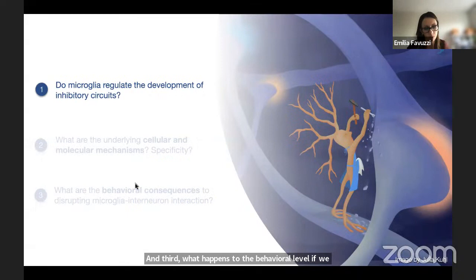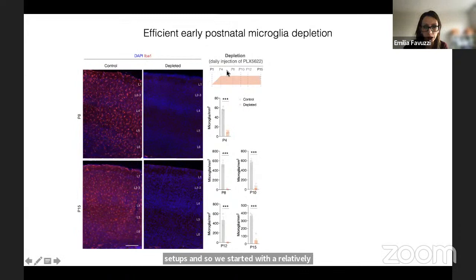So starting with the first question, what I mentioned about microglia-mediated pruning was studied with excitatory synapses. So we didn't even know whether microglia would regulate the development of inhibitory synapses. And so we started with a relatively blunt tool. We depleted microglia for the first two postnatal weeks in mice using a pharmacological strategy. And as you can see here, the strategy is very efficient. There's virtually no microglia left in the cortex.